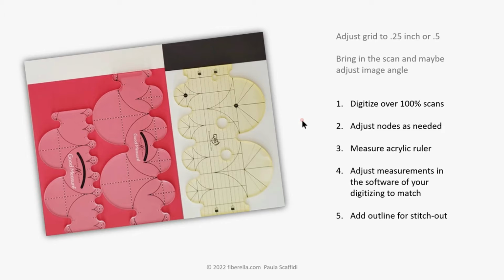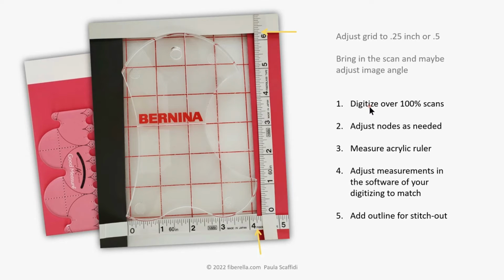The process is the same for all scanned rulers. I will show you how some different grids can help you out. You may have to adjust the angle of your photo a little bit, but generally: digitizing over 100% scans, adjusting nodes after the first digitizing, measure the ruler, adjust the measurements in the software, then add that outline for the ruler itself. Now some rulers are a little difficult to measure.